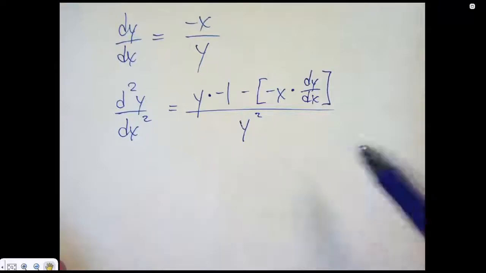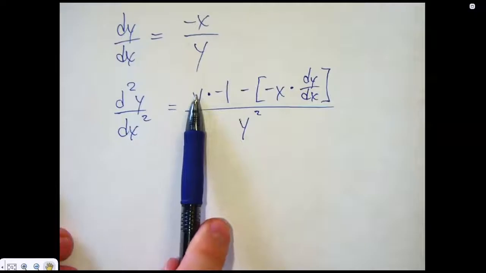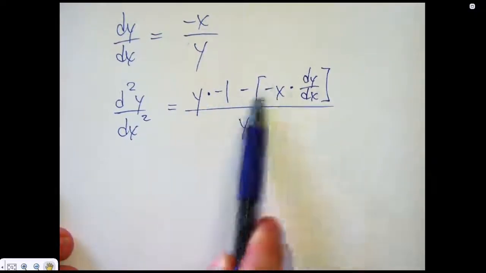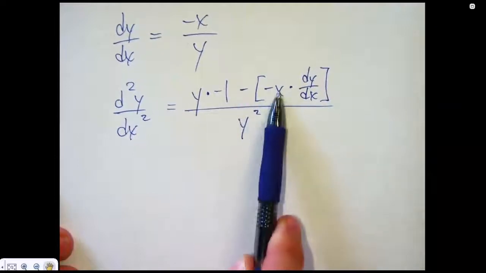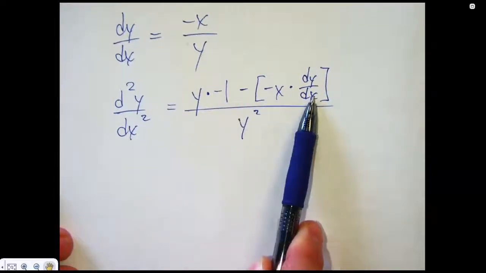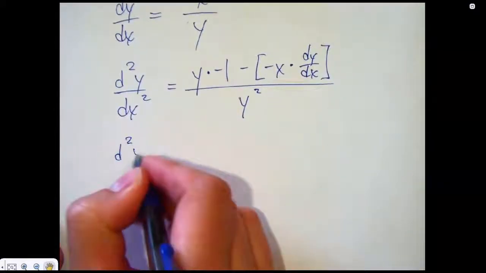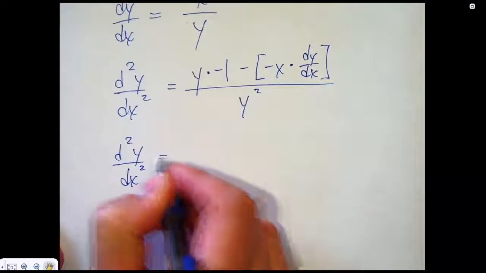So again, that's just quotient rule, and then with the implicit mixed in. So this is the bottom times the derivative of the top minus the entire top, which is negative x, times the derivative of the bottom, over the bottom squared. Now here's my next step. Let's see if we can see where I'm getting this from.